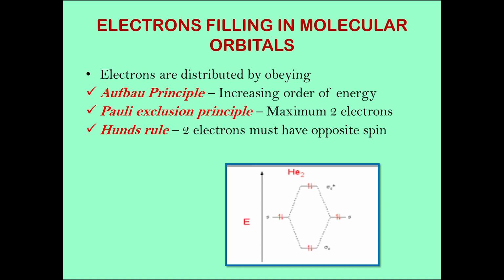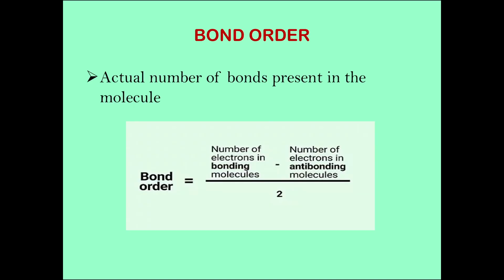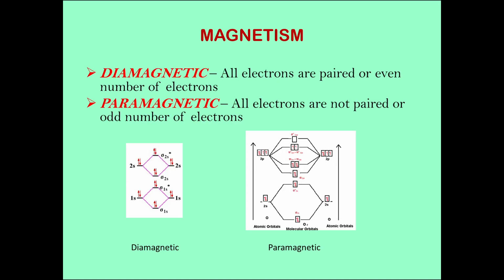And then the Pauli exclusion principle. According to the Pauli exclusion principle, a maximum of 2 electrons can be present in one molecular orbital. And Hund's rule means 2 electrons in the same orbital should have opposite spin. Bond order can be calculated using the formula: number of electrons in bonding molecular orbitals minus number of electrons in antibonding molecular orbitals, divided by 2. Magnetism, whether diamagnetic or paramagnetic, can be predicted using the diagram. If all the electrons are paired, or an even number of electrons are present, it is diamagnetic. If not all the electrons are paired, or an odd number of electrons are present, it is called paramagnetic.